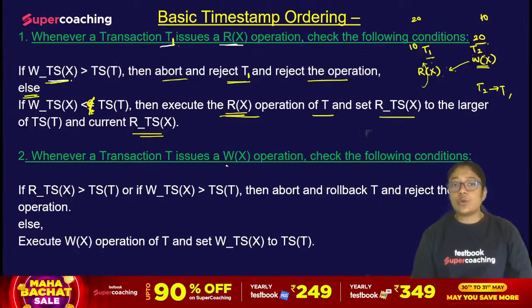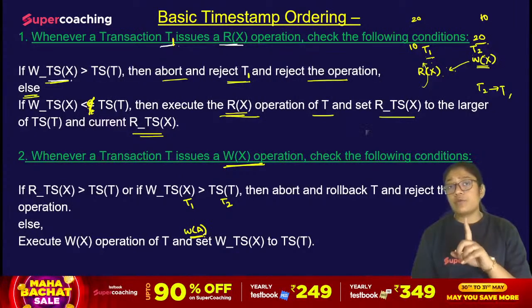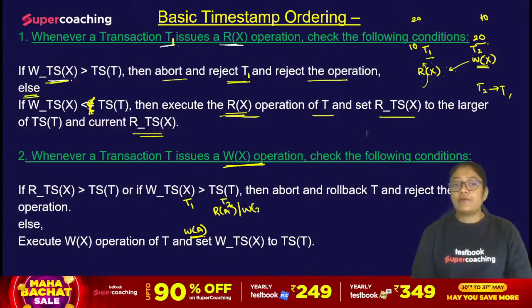T1 has issued a write operation. This is T1, this is T2, and this has issued the write operation. Then we have to check the condition. If there is a write operation here, we will have two cases, two conflict pairs. At least one of the operations should be a write operation, and the other can be a read or write operation. So T2 might be performing the read operation or the write operation.